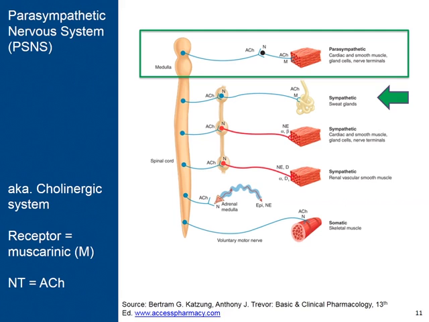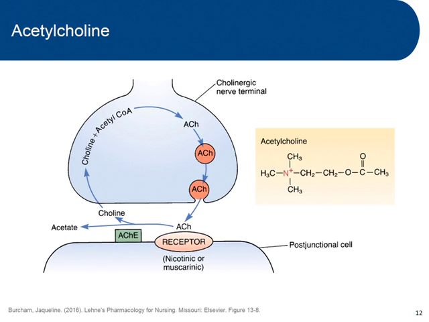Okay, so final review, cholinergic system. That is definitely something you want to know. So parasympathetic nervous system, also known as the cholinergic system. Neurotransmitter is acetylcholine, and our receptors are muscarinic. So this is a close-up of a cholinergic nerve terminal. And you can see what's happening here when the cholinergic nerve terminals release acetylcholine. They'll bind on the postsynaptic cell cholinergic receptor. It could be either nicotinic or muscarinic.